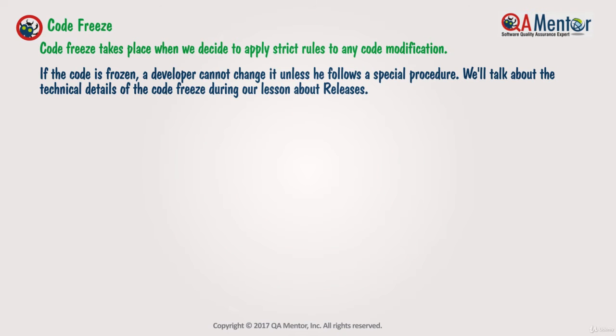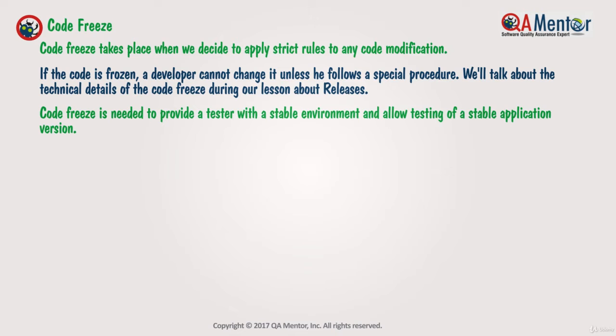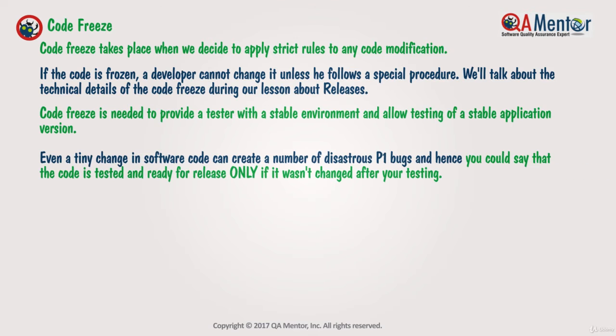If the code is frozen, a developer cannot change it unless he follows a special procedure. We'll talk about the technical details of the code freeze during our lesson about releases. Code freeze is needed to provide a tester with a stable environment and allow testing of a stable application version. Even a tiny change in software code can create a number of disastrous P1 bugs, and hence you could say that the code is tested and ready for release only if it wasn't changed after your testing.